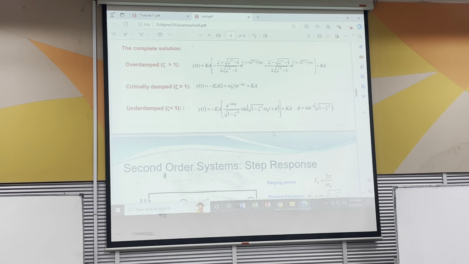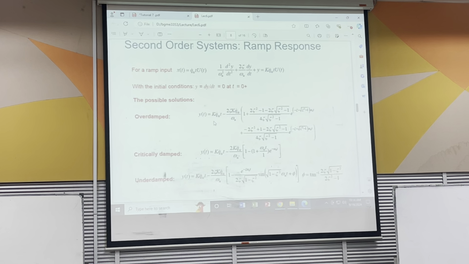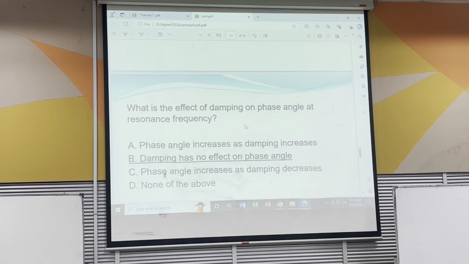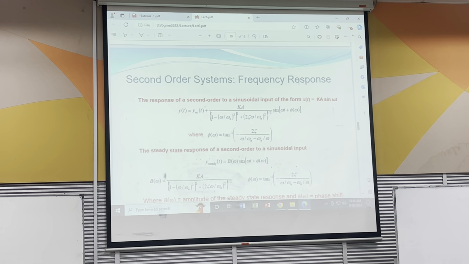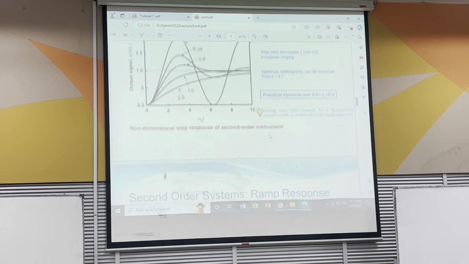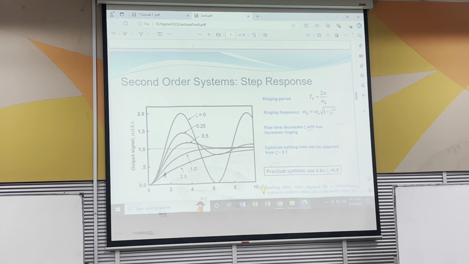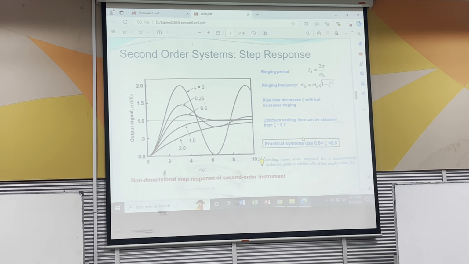Alright, and then for Xian Tai, describe the three damping conditions with the aid of a graph. Never mind the graph I give you. So describe the three damping conditions here based on the output signal. You can start with underdamped first, and then you can continue with critically damped and then overdamped.